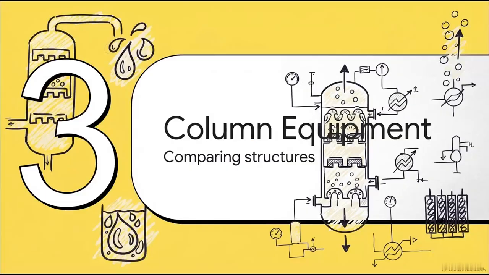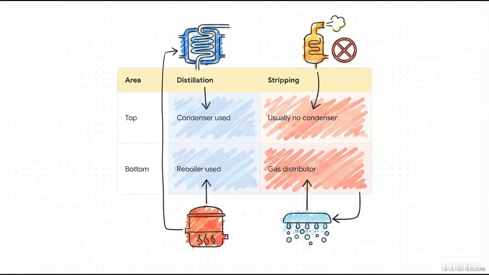All right, Part 3, comparing the column equipment itself. If we were to peek inside these actual industrial columns to see where this liquid and gas interact, we'd see that because they operate so differently, their internal structures are practically opposites. Since distillation boils liquid to capture a valuable vapor, it absolutely has to have a reboiler at the bottom for heat, and a condenser at the top to catch and cool that valuable vapor back down into a liquid distillate.